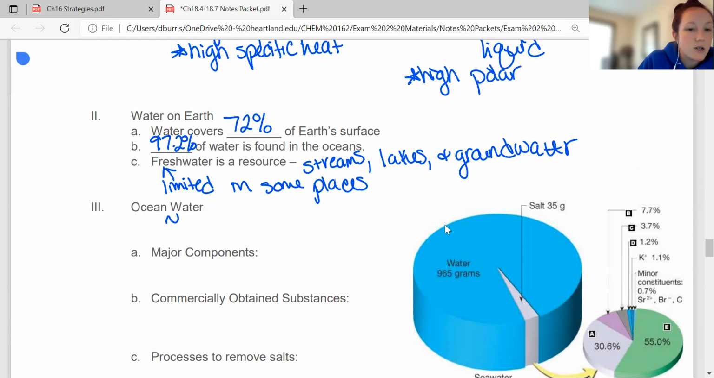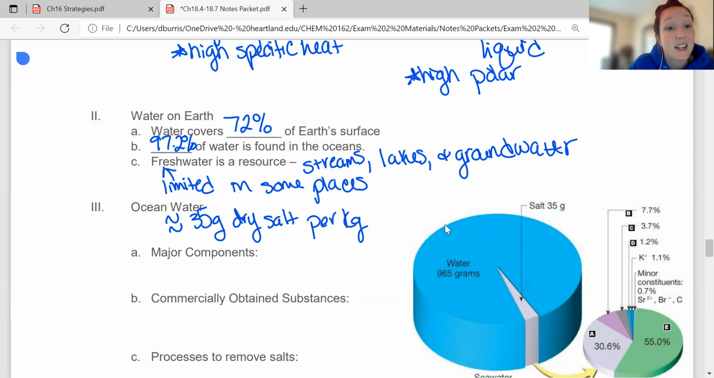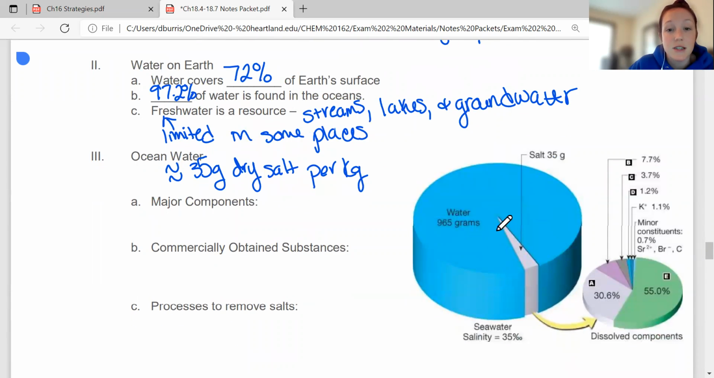So it's about 35 grams of dry salt per kilogram of water. To put that in perspective, that's a lot of salt. In order to actually purify it, it's going to be difficult. So this is our representation. This was the water. If we can get all of this salt out, then we would have nice pure water.